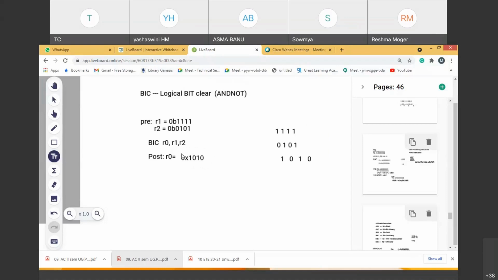Logical bit clear works. Please ensure that if you are using these logical operations and want to update the CPSR, all the logical operations like AND should be added with S, ORR should be added with S, EOR should be added with S, BIC can be added with S. Usually ANDS and ORRS are used.